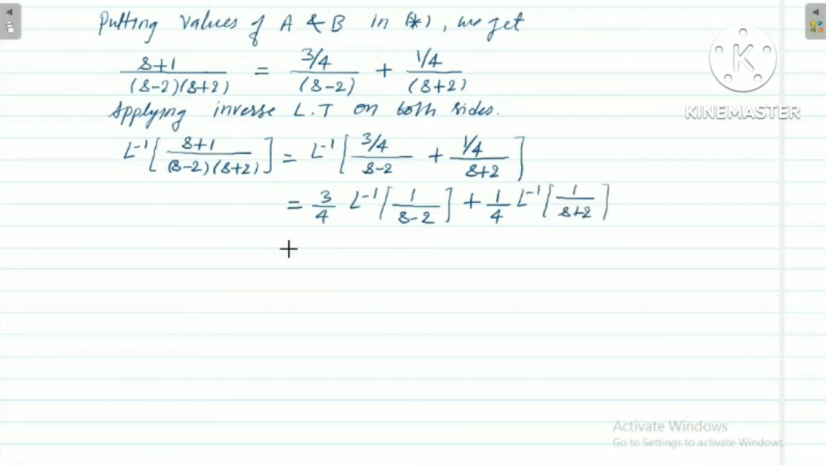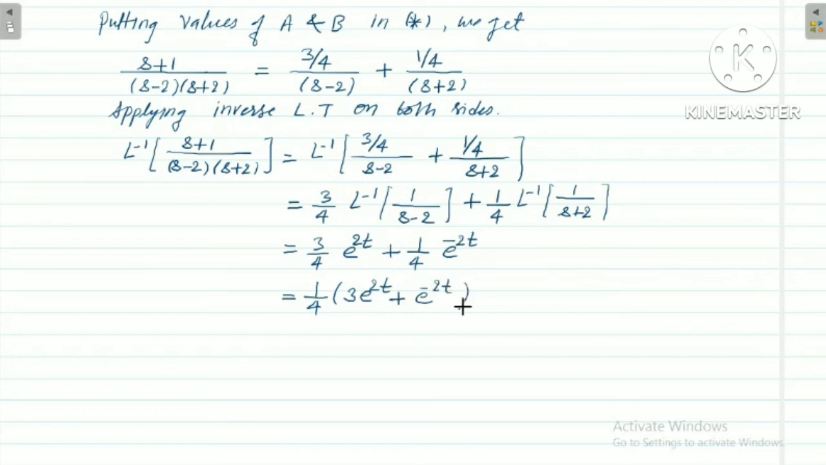So this can be written as 3 by 4 times L inverse of 1 upon s minus 2, which is e raised to 2t, because here the sign is minus, so it will be plus, and plus 1 by 4 times L inverse of 1 upon s plus 2, which is e raised to minus 2t, since the plus sign is there. What is common here? 1 by 4 is common, just take it outside: 1 by 4 times 3 e raised to 2t plus e raised to minus 2t, which is the required Laplace inverse of the given function.